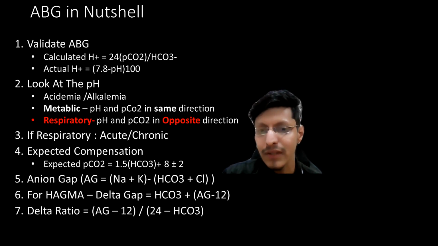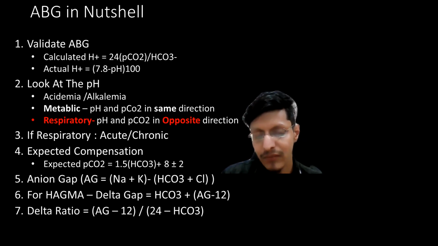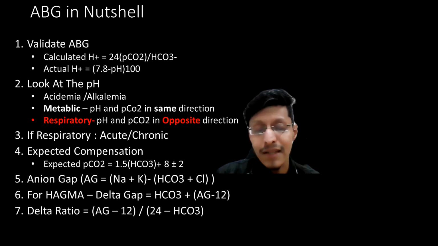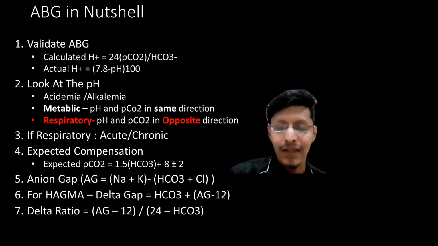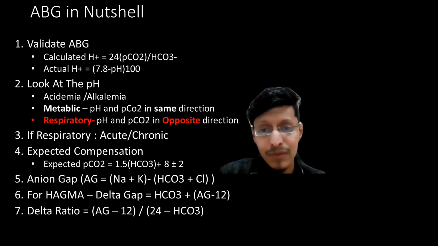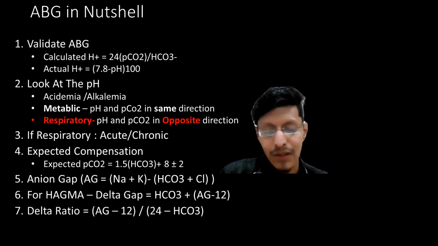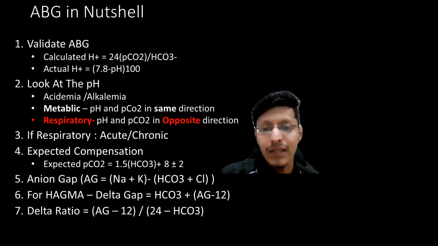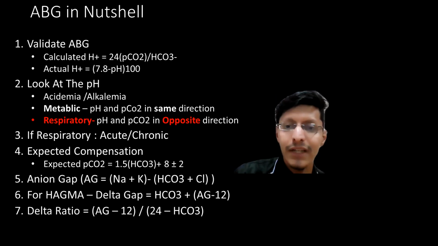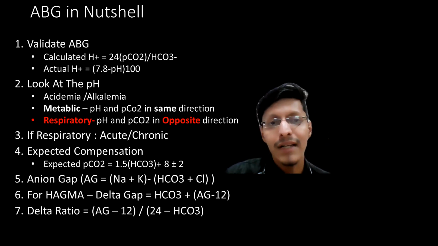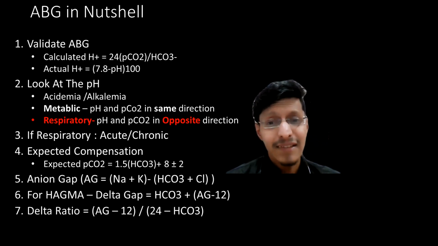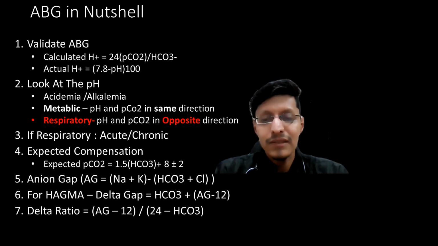How is the delta gap calculated? You take the anion gap minus 12, and you will get the delta gap. Once you get the delta gap, then you have to calculate the delta ratio. How is the delta ratio calculated? That is anion gap minus 12 divided by 24 minus bicarbonate, and you will get your delta ratio. The delta ratio is important in concurrent metabolic acid-base disorders. Now, let's again revise it very fast.